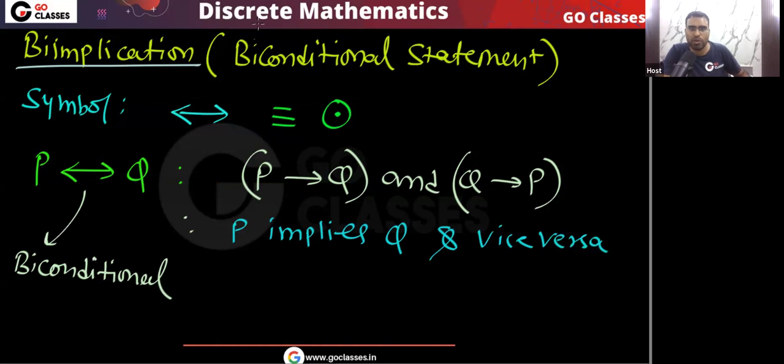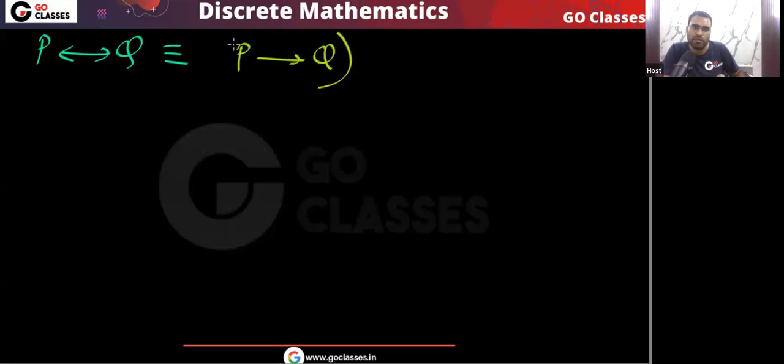Like this you can read, because P implies Q and Q implies P. Is this clear? So this is how you can read it. But this is an important property: the name itself is telling you, biconditional means implication in both directions. So here you can notice P implies Q and Q implies P.